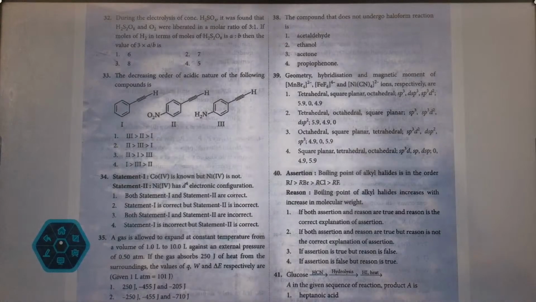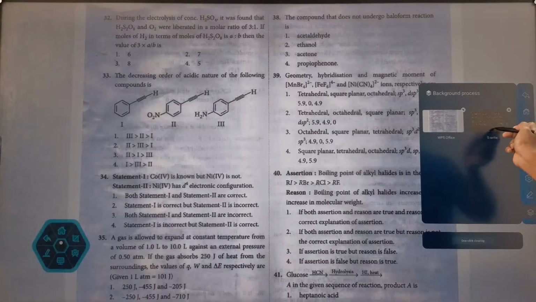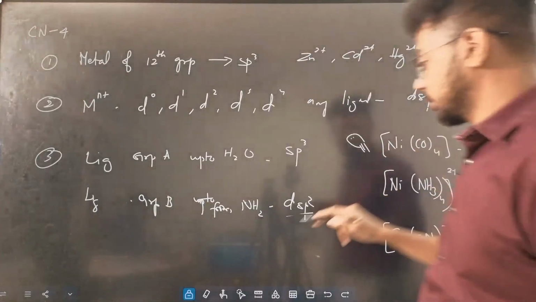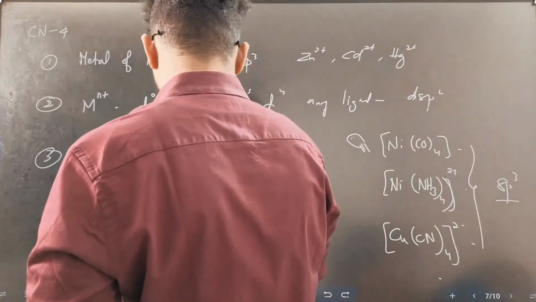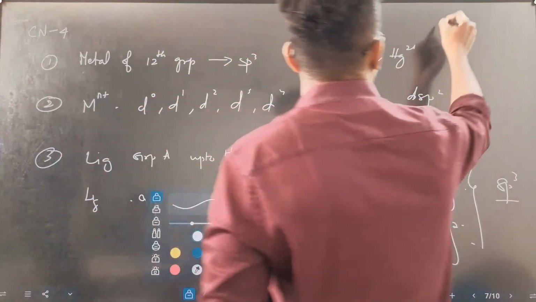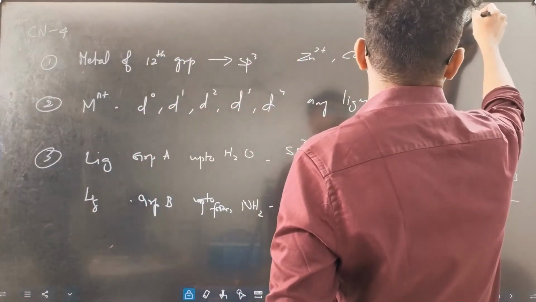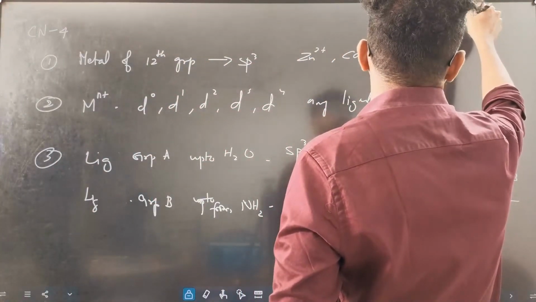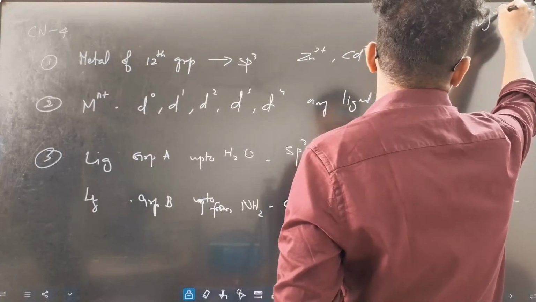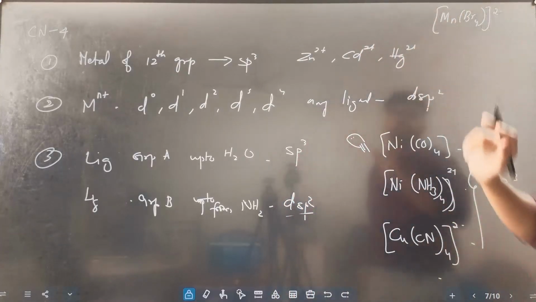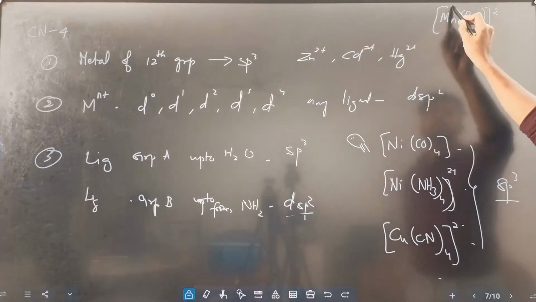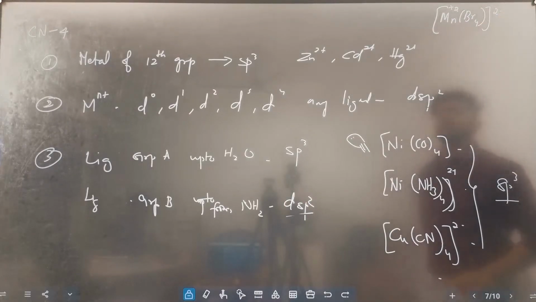MnBr4 2 minus. This is Mn plus 2, minus 4 is okay.